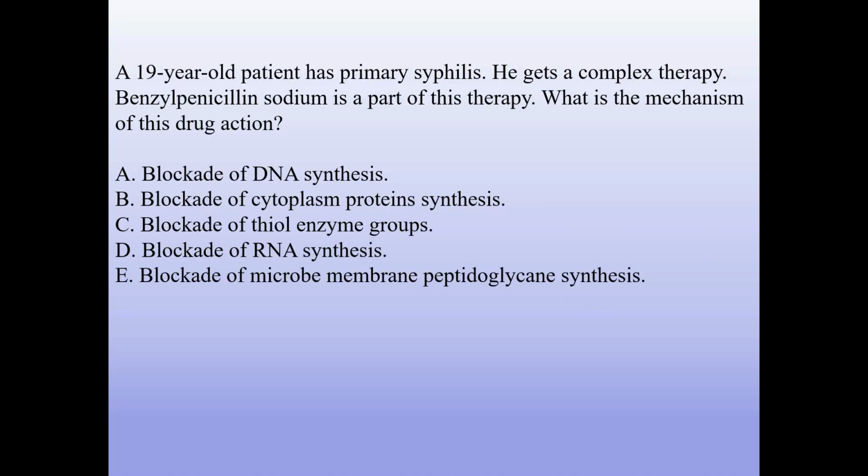A 19-year-old patient has primary syphilis. He gets a complex therapy. Benzylpenicillin sodium is a part of this therapy. What is the mechanism of this drug action? The correct answer is E. Blockade of microbe membrane peptidoglycan synthesis. In all other MCQs, the correct answer also will be E.